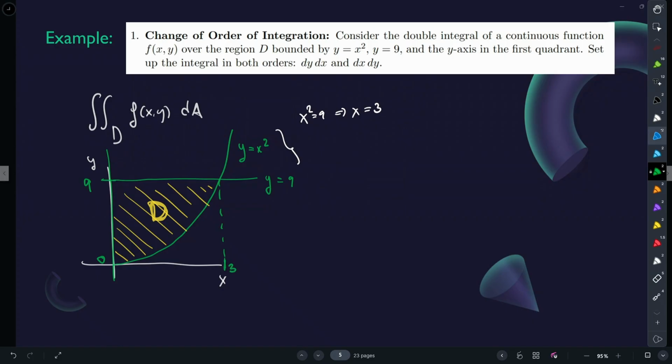So now I can set up the integral in one way and the other way. So let's do first, I run in x between 0 and 3. Then y will go, you see that y equals x squared is below y equals 9. So it goes from x squared to 9 in y of the function f.